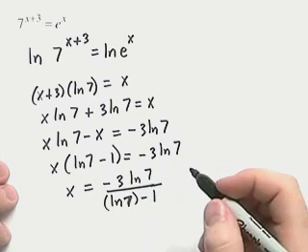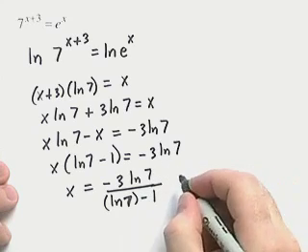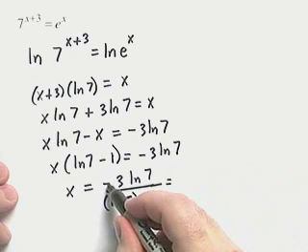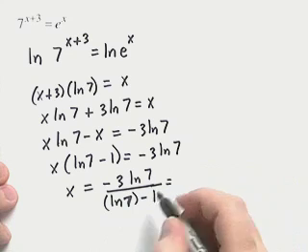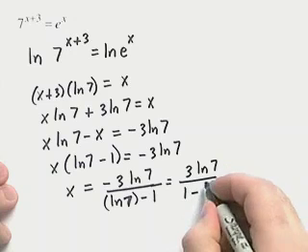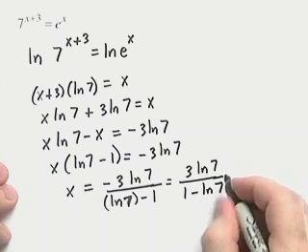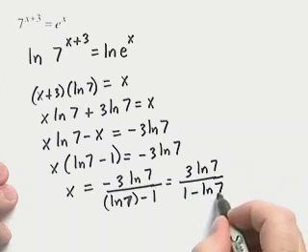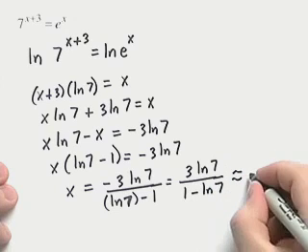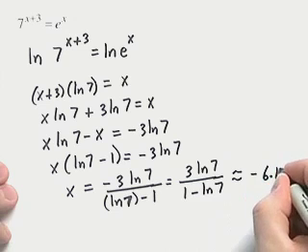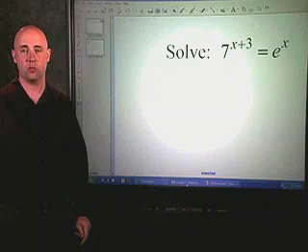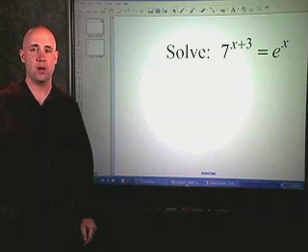If we wanted to get the approximate answer, we could put this in our calculator. We could also rewrite this in another form. Since we have a negative up here in the numerator, we could actually distribute that into the denominator and rewrite this as 3 natural log of 7 over 1 minus the natural log of 7. That also helps keep it clear that the 1 is not part of the natural log. If we do put this in our calculator, we'll get that the solution is roughly negative 6.172.